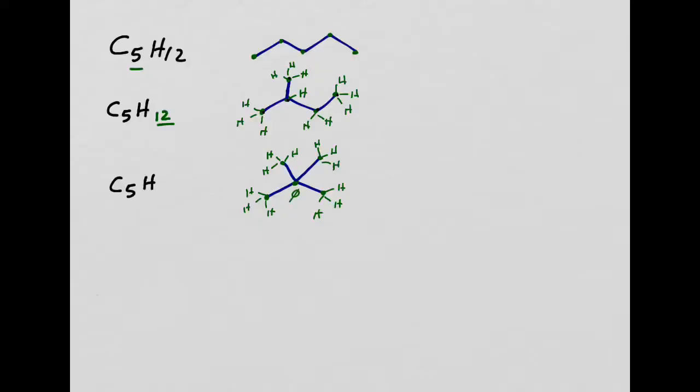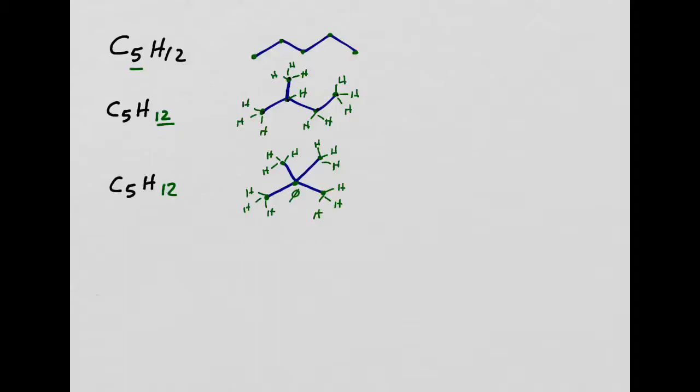No hydrogen. Ooh, let's count the hydrogen. What do you think? It's going to add up to 12? 1, 2, 3, 4, 5, 6, 7, 8, 9, 10, 11, 12. It sure did. So that's another way I can put together 5 carbon and 12 hydrogen. That's interesting, right?